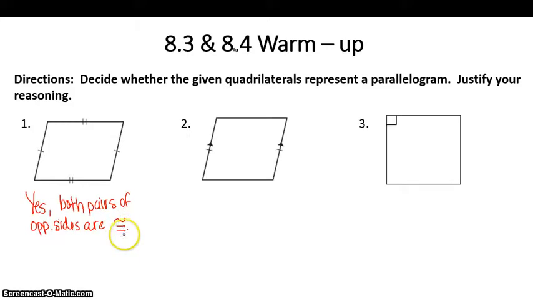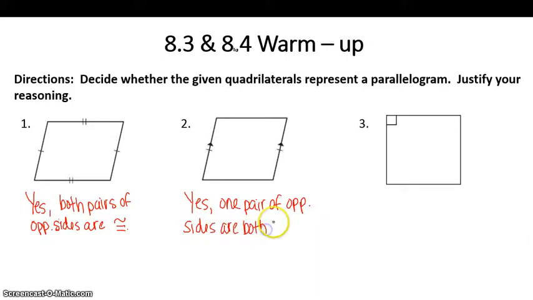Okay? Alright, so this one, you have 1 pair of opposite sides that are both parallel and congruent, so the answer is yes, it's a parallelogram. 1 pair of opposite sides are both congruent and parallel, because that was one of the 5 ways to show that you have a quadrilateral as a parallelogram.